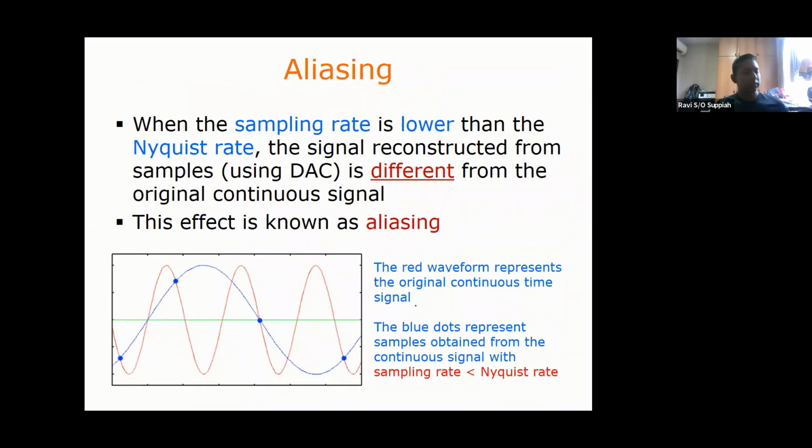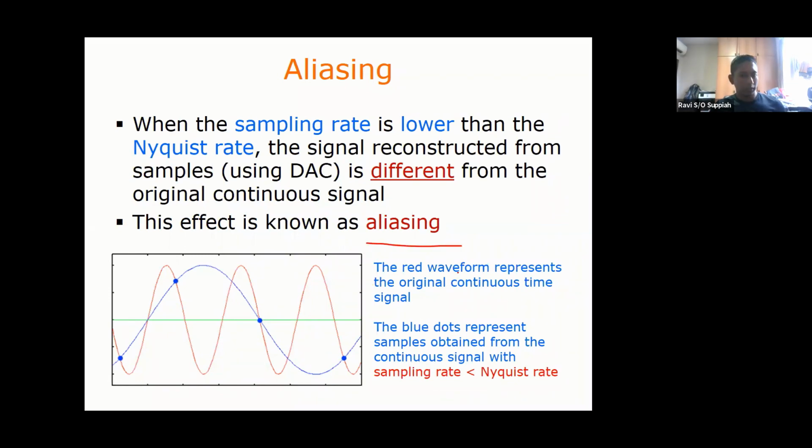Okay, so in the case where you are sampling lower than the Nyquist rate, you still get data points, all right, but when you try to reconstruct it, you will get a signal that is very much different from the original signal. Okay, so that is called aliasing.